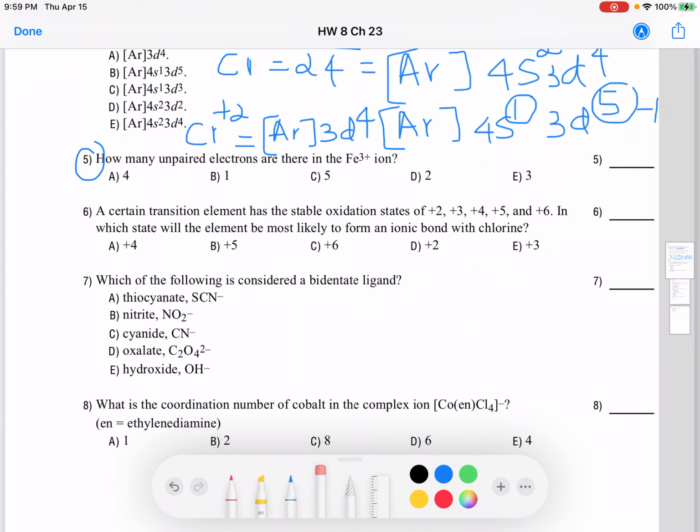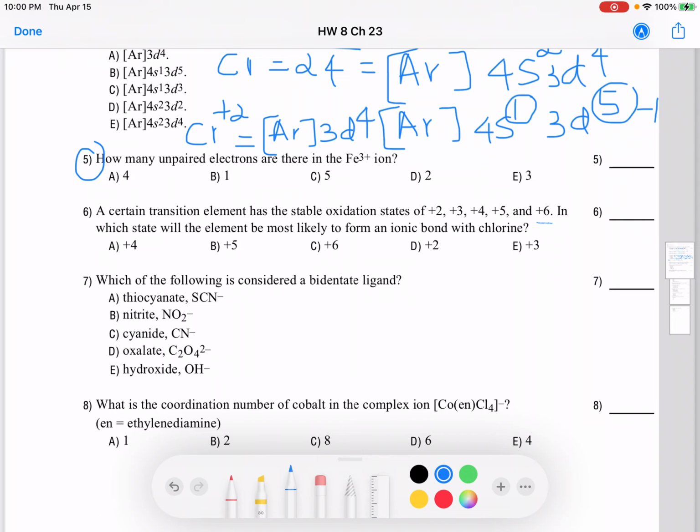A certain transition element has the stable oxidation states of +2, +3, +4, +5 and +6. In which state will the element be most likely to form an ionic bond with chlorine? Normally we talk about this in the lecture videos. Ionic compounds are being formed with the lower oxidation states. Covalent bonds are being formed with the higher oxidation states.